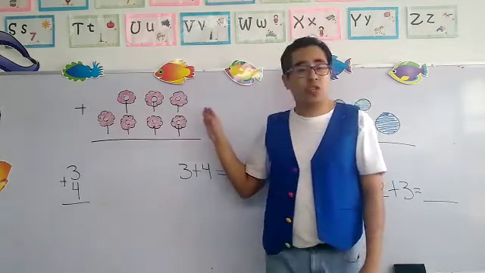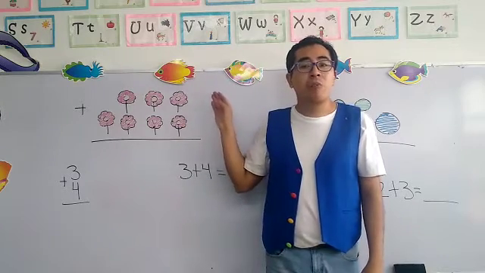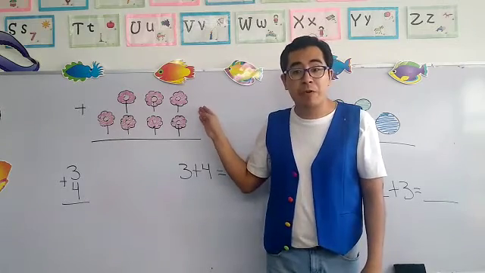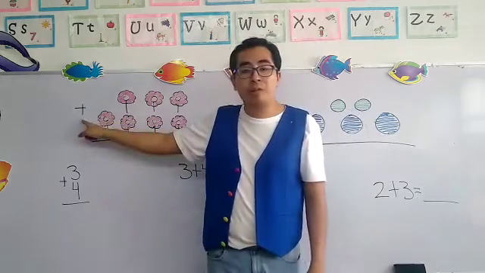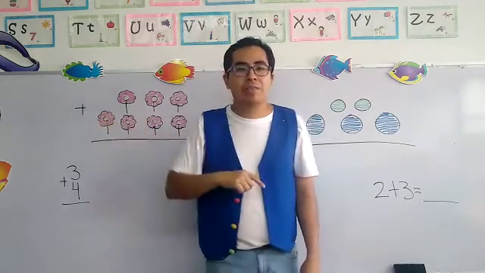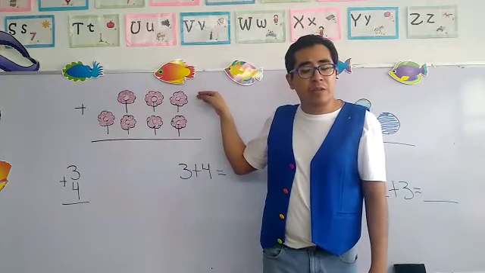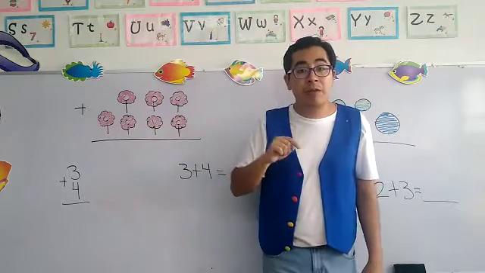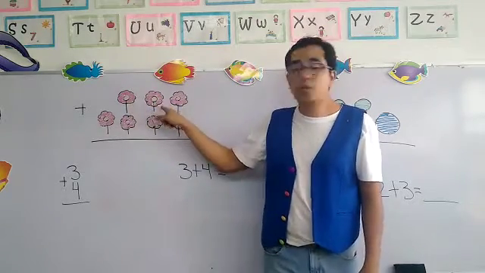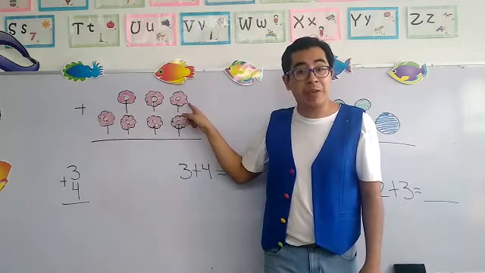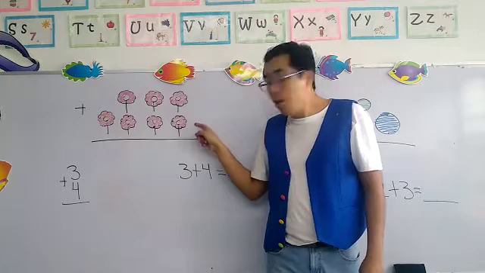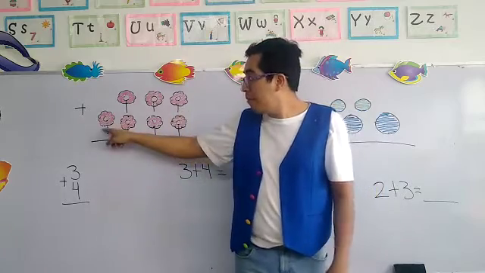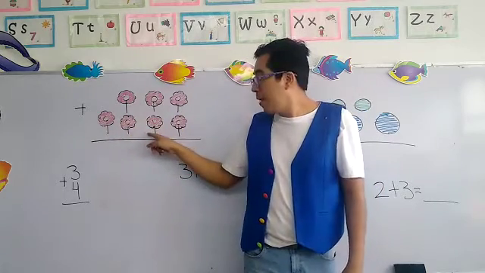Now, the first addition, we are going to work with objects. Now, what objects are these? Okay, these are flowers. Now remember, we have our plus symbol, so it means an addition. Let's begin. Now, on the upper part of the addition, en la parte de arriba, how many flowers do we have? Let's count them. 1, 2, and 3. Very good, 3 flowers. Now, under the second part, how many flowers do we have? 1, 2, 3, and 4.